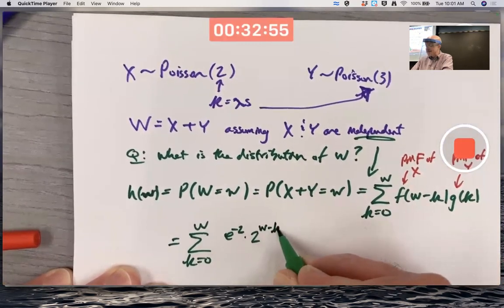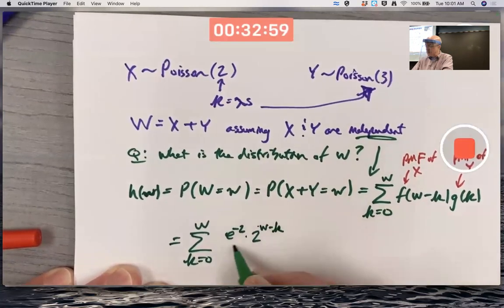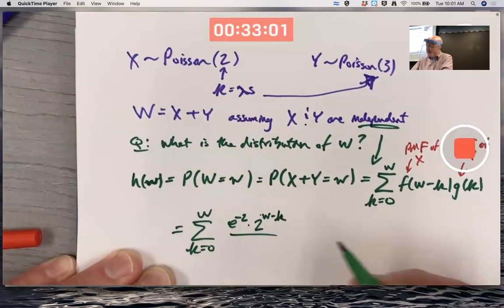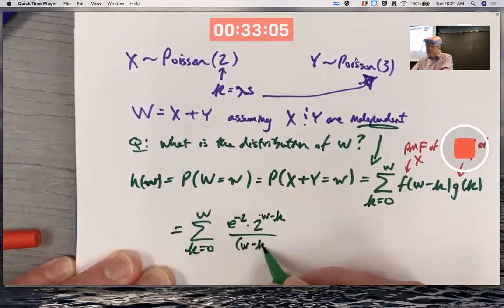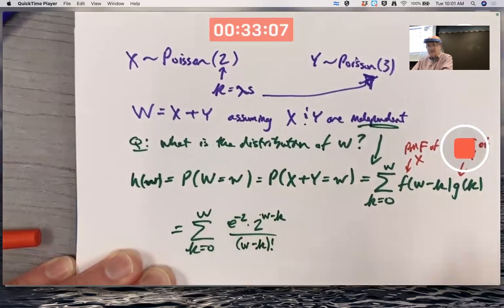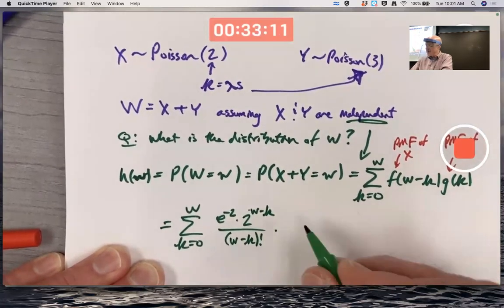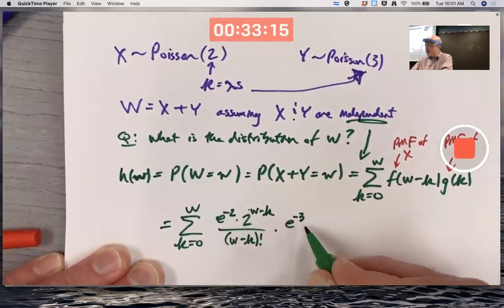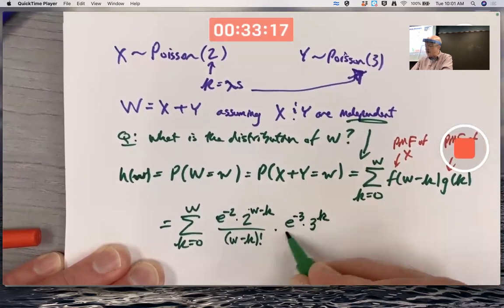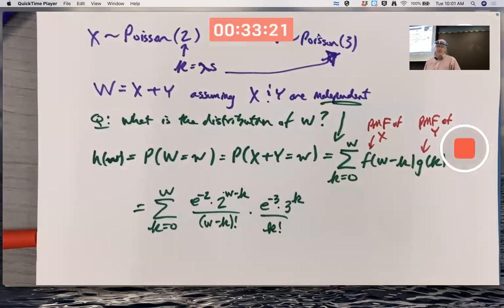Ugh. I guess I'm not making my w cursive here. Oh, well. Over w minus k factorial. That's the x factorial. And the g, where k is 3, is e to the negative 3 times 3 to the k over k factorial. Wow, this doesn't look so easy.